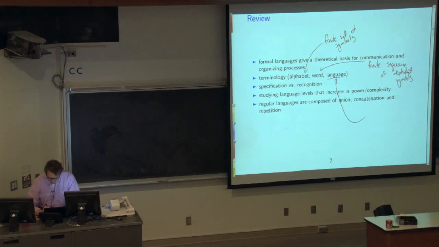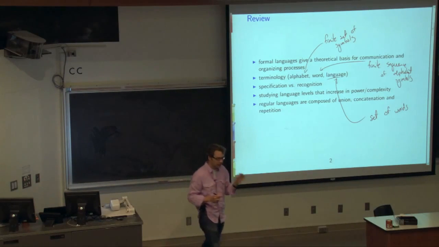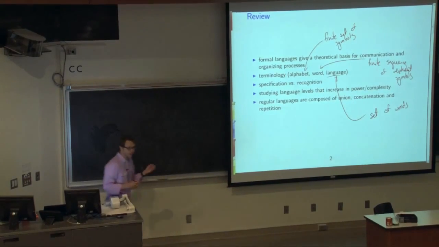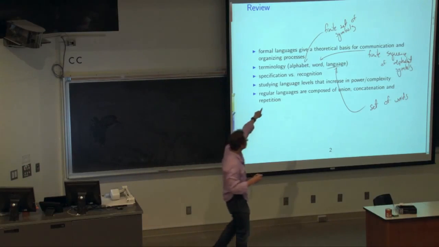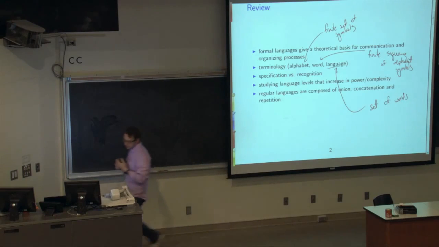And then a language is a set of words. Notice I did not put the word finite there because we can have infinite languages. English, as far as I know, is not infinite, although I only know a finite part of it. But you can, in fact, have an infinite language. So our alphabet is finite, our words are finite in length, but I can still have an infinite language.